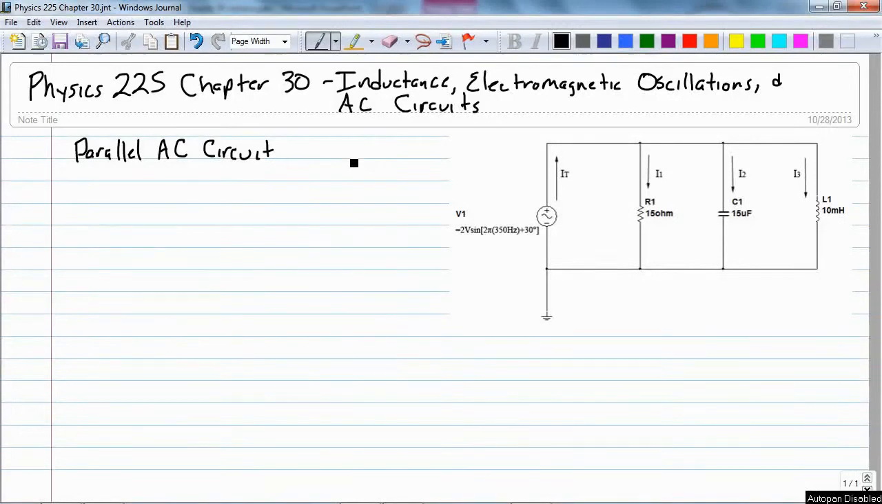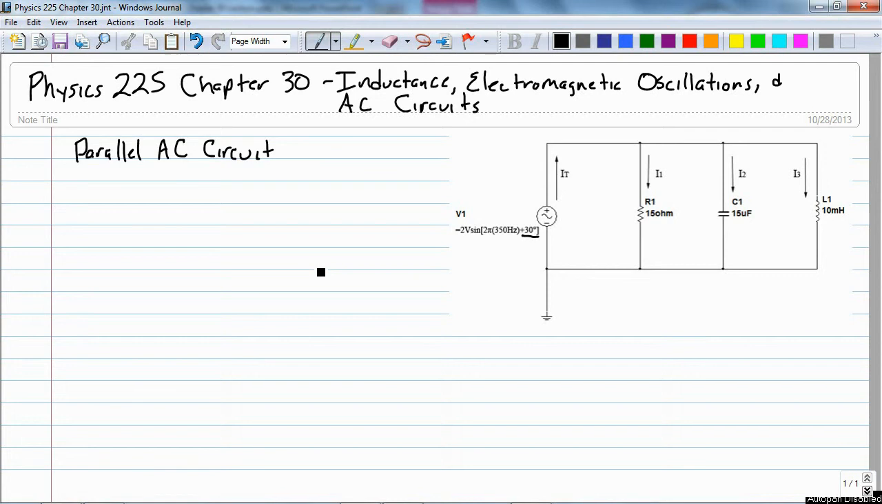The parallel AC circuit is shown here, and the power supply or the voltage source is connected in parallel with each of the components. You'll notice that there is a phase angle. This is not something unique to the parallel circuit. I just put that in there for the fun of it.